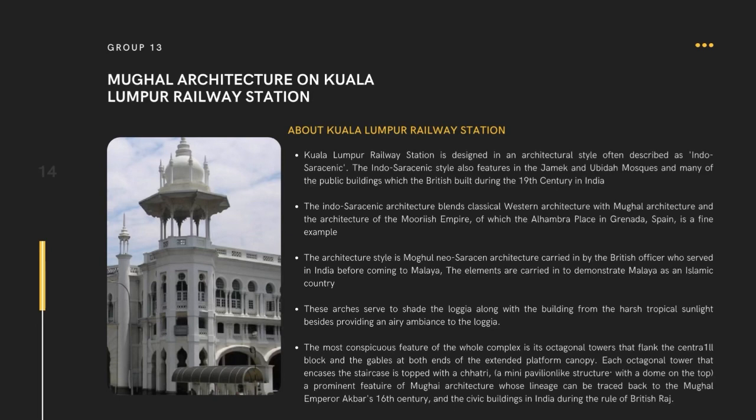Each octagonal tower that encases the staircase is topped with a chhatri, a mini pavilion-like structure with a dome on the top, a prominent feature of Mughal architecture whose lineage can be traced back to the Mughal Emperor Akbar's 16th century and the civic buildings in India during the rule of the British Raj.